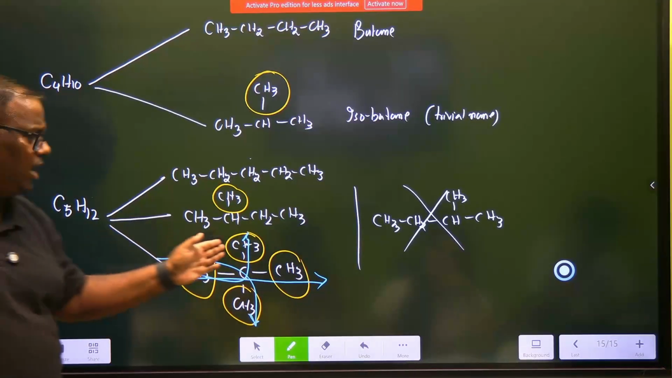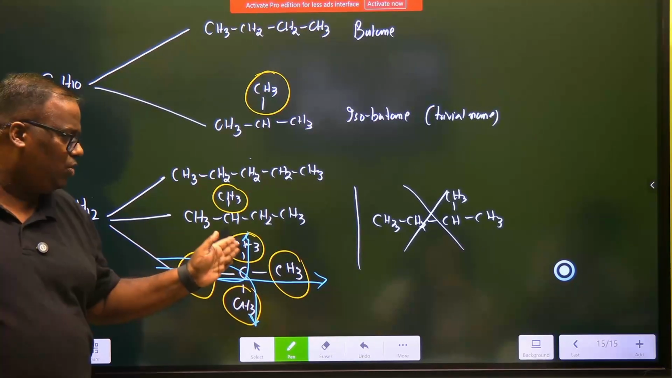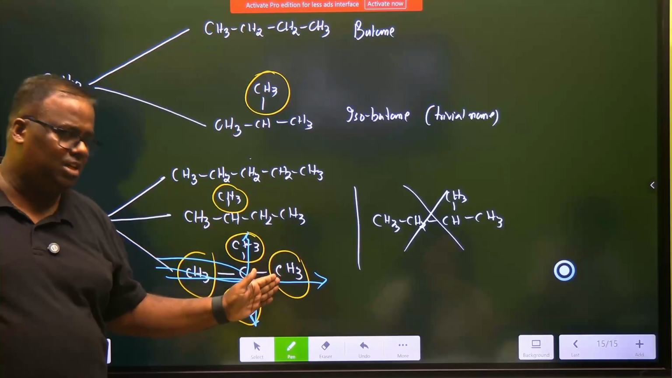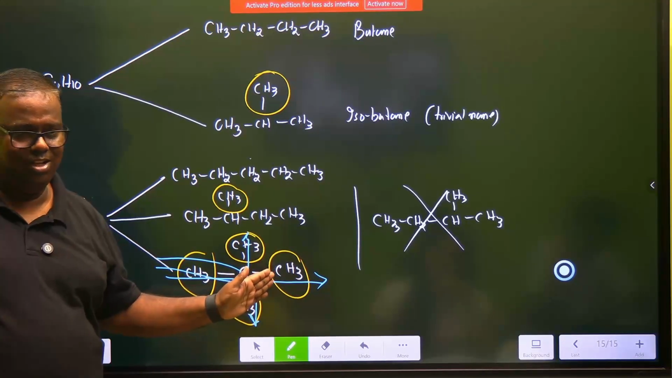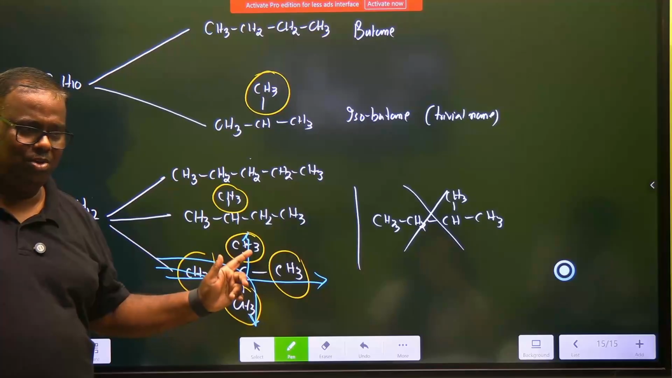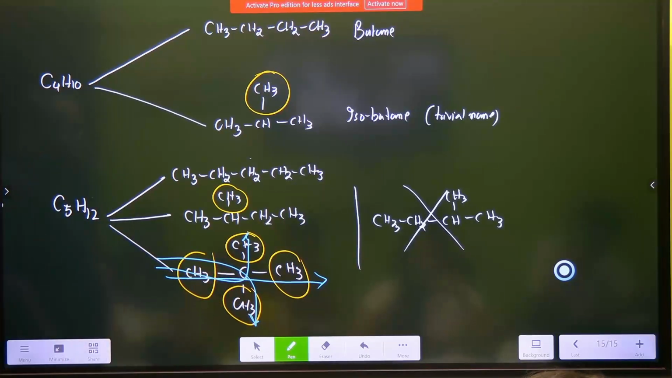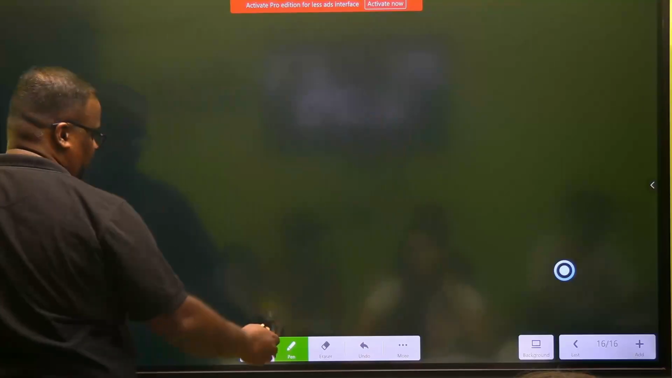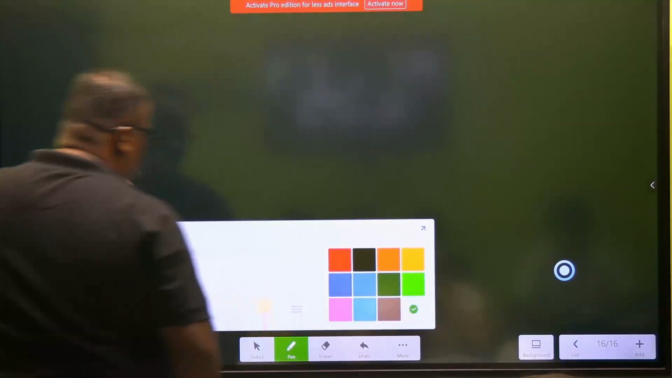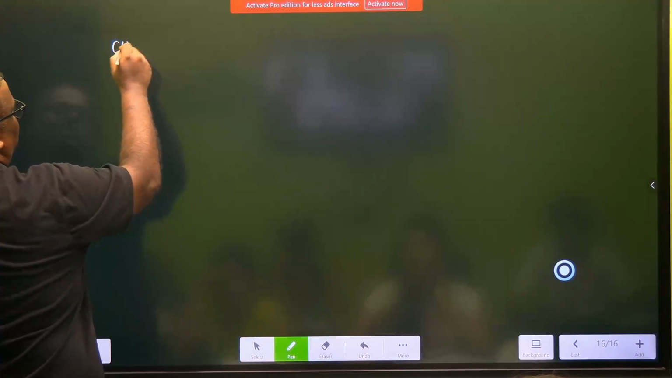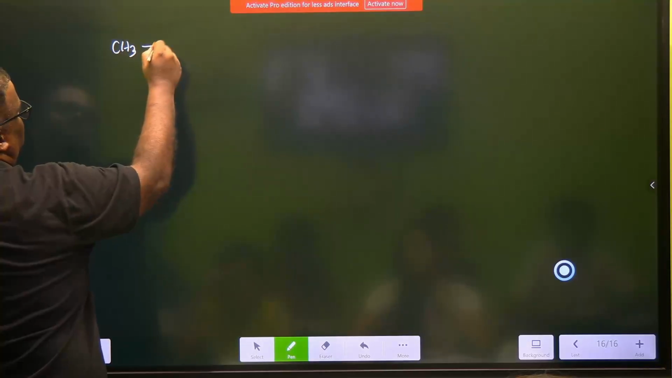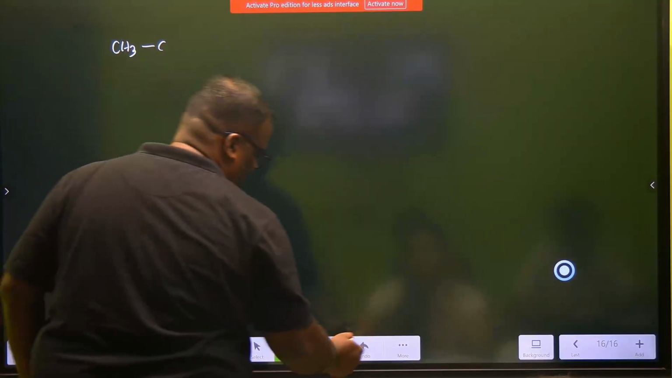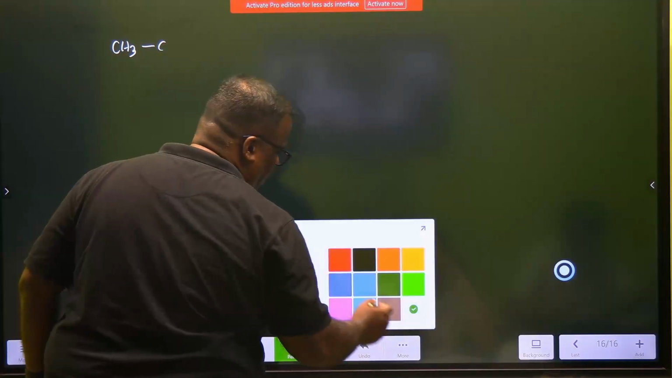Is anything written in this? I am fair CH3. I am dusky CH3. No, they are just CH3. Have you understood what I'm trying to say? Okay, let's see it like this. I am deliberately now drawing it with colors. CH3, C. Understood? Now I am using colors.